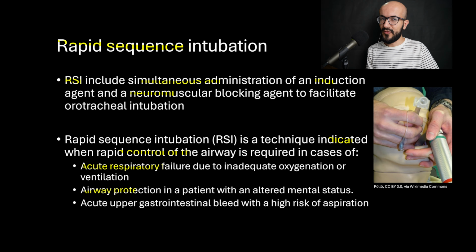When the Glasgow Coma Scale is 8 or below, that is when the patient can't protect their airway, so intubation is required to protect the airway for them. And the RSI is also indicated in acute upper gastrointestinal bleeding with a high risk of aspiration.